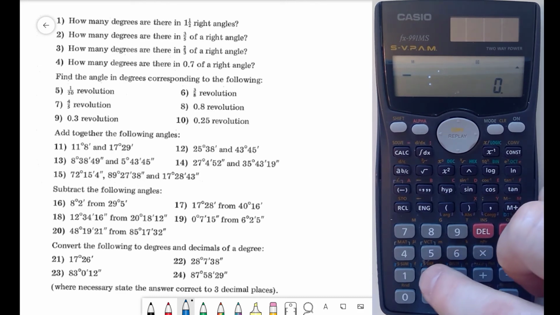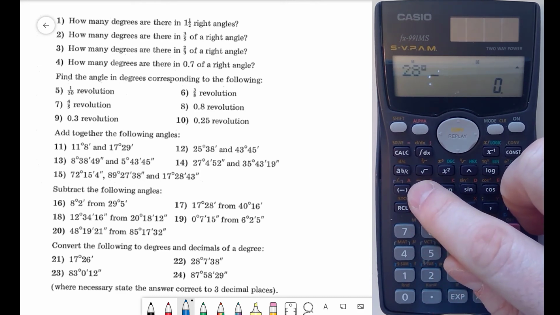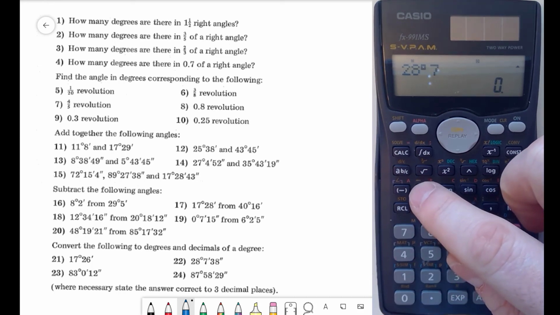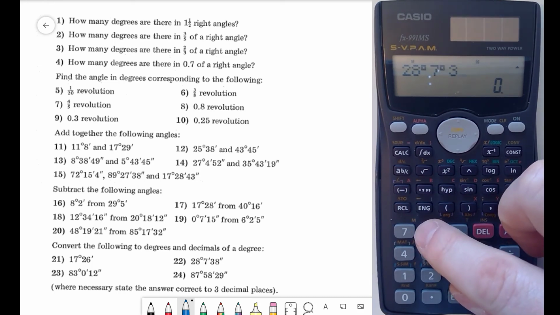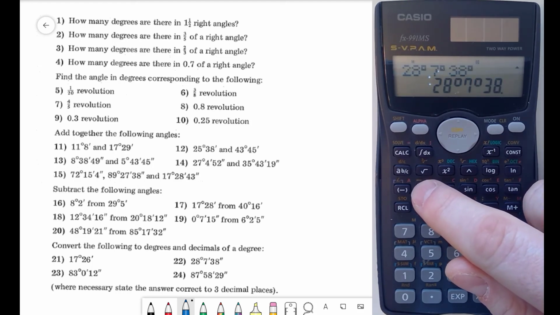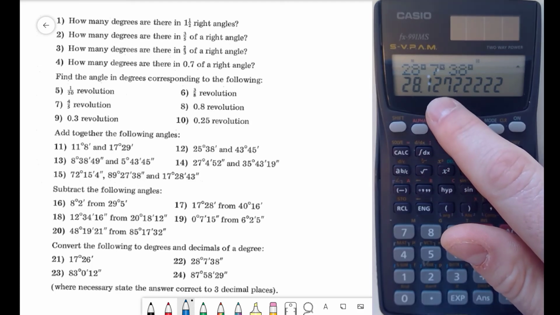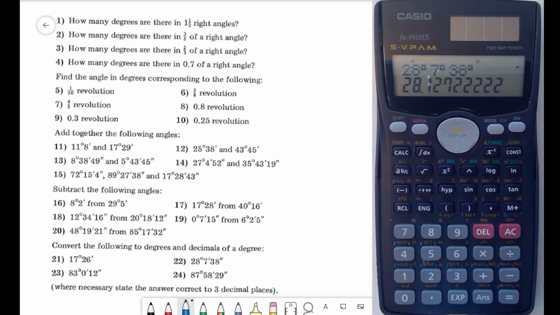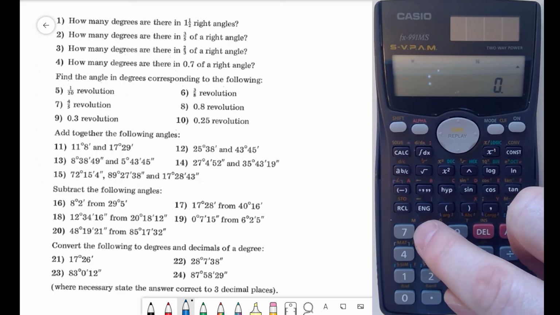For question 22, 28 degrees, 7 minutes, 38 seconds. We'll enter that into the calculator by pressing equals. And now I'll just press the degrees, minutes, seconds button. And here it is as a decimal. 28 degrees, 0.1272. So pretty straightforward.